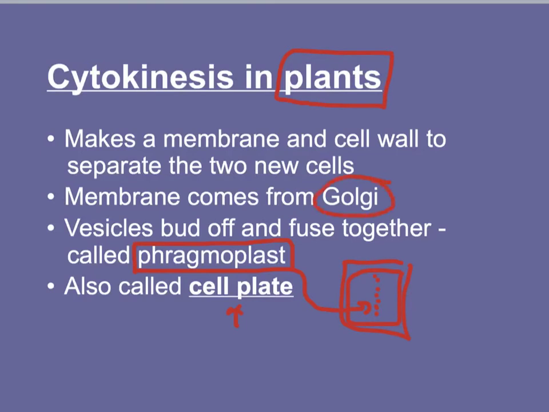We now know that Golgi starts secreting vesicles, right? We know that the Golgi is part of the secretory process or the exocytic process, and that has to do with vesicular transport. And vesicles get secreted from the Golgi and start fusing together to make the new membrane. Okay, it's called the phragmoplast.